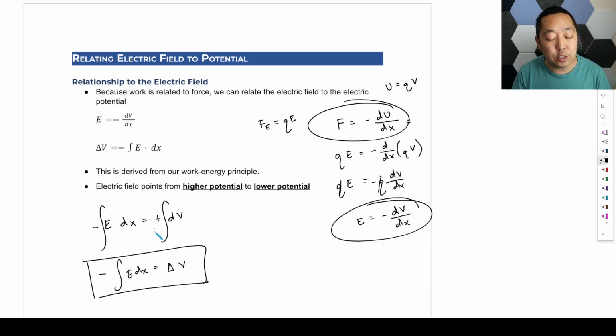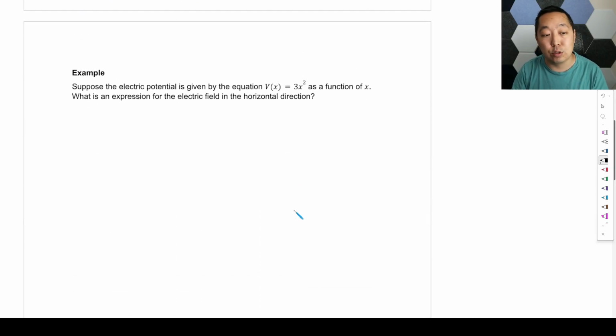Okay. Now, in terms of directions, because this is a vector, I just remember as a rule, the electric field points from higher potential to lower potential. So if you're given a potential, how do we relate the direction of the electric field? We go from higher potential to lower potential in there, right? Okay, so let's take a look at a few problems here just using some of those principles.